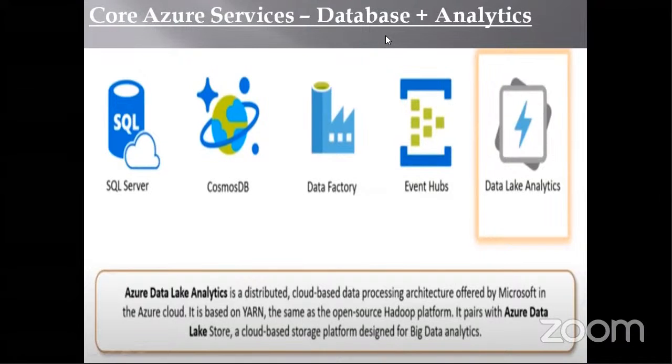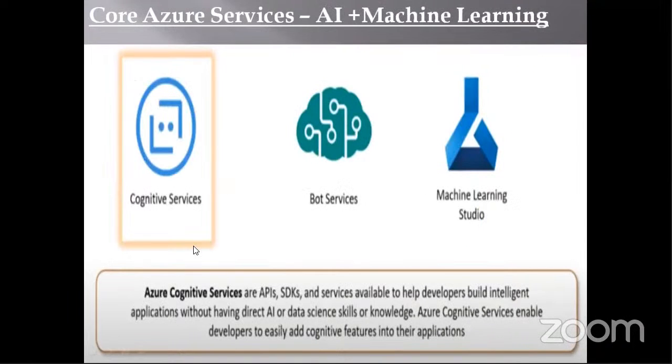So these are the 5 very important services under this database plus analytics domain. Clear, everyone? Understood? Any doubts still? You can ask me, else I can go to the next domain, which is the most important domain, called artificial intelligence plus machine learning.